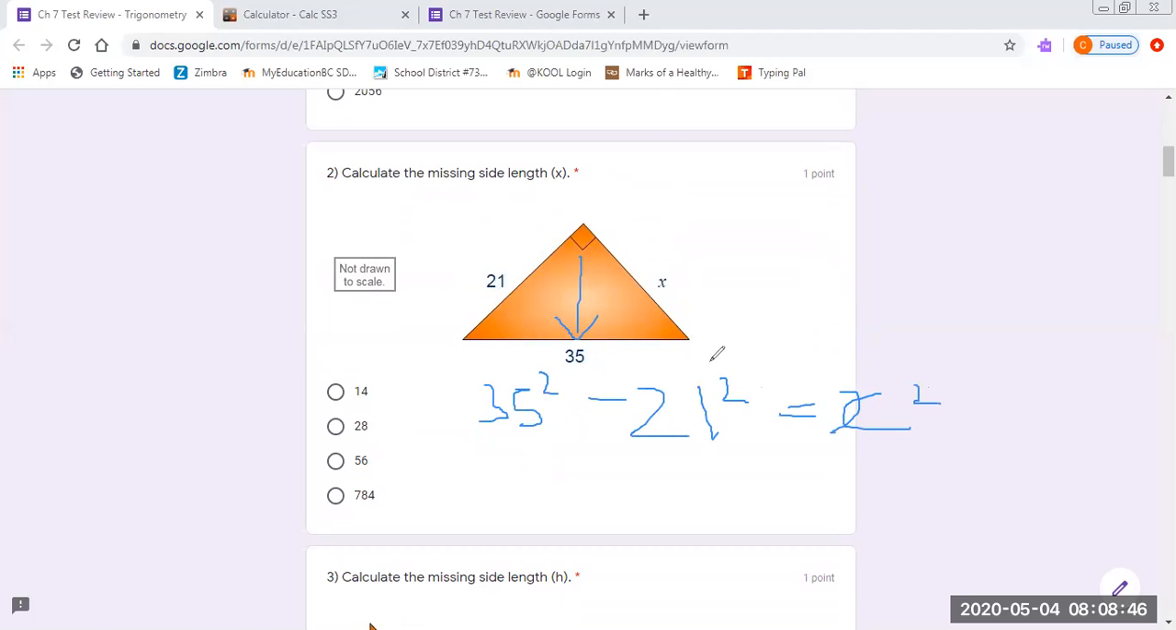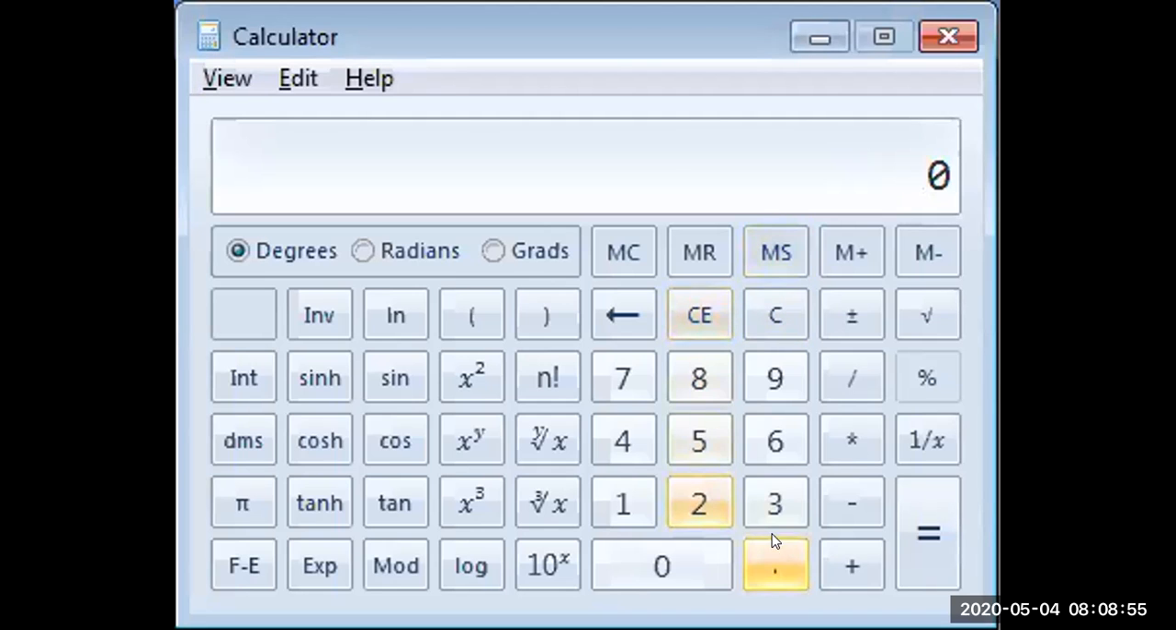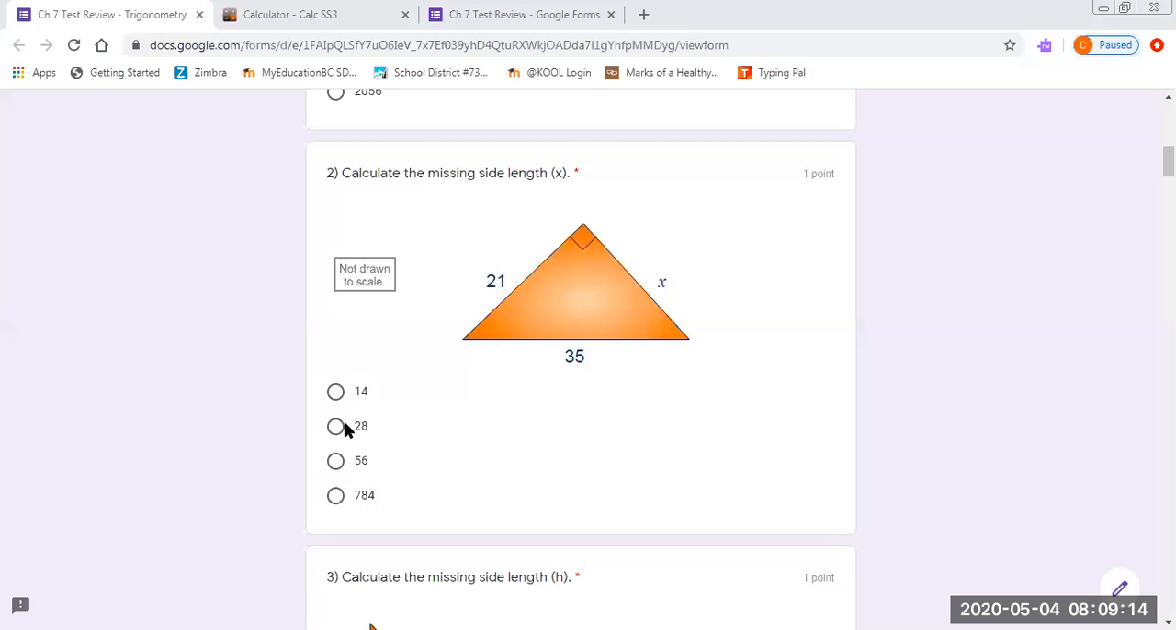If I go to my calculator here and clear this off, if I take 35 squared and then subtract off 21 squared, I'm going to end up with this value here. I need to take the square root of it, which is 28, and that would be my value. So if I come back here, I would put 28 as my answer for that question.